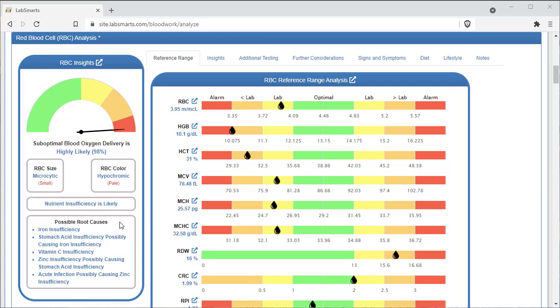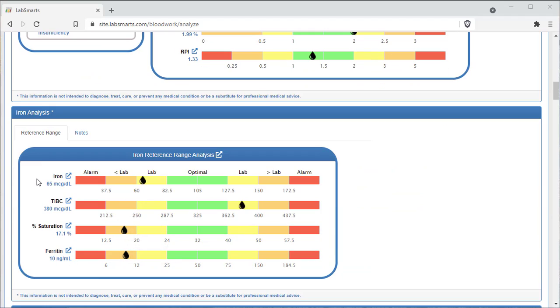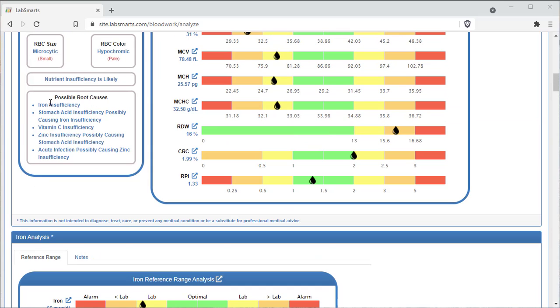But if you look at the possible root causes here, we'll see that the pattern for the iron panel markers down here indicate that there is an iron insufficiency. There's decreased iron in the blood, the amount of transferrin saturated with iron is low, and the amount of ferritin is low, and the capacity to bind iron on transferrin is high. So that indicates this pattern of iron insufficiency.